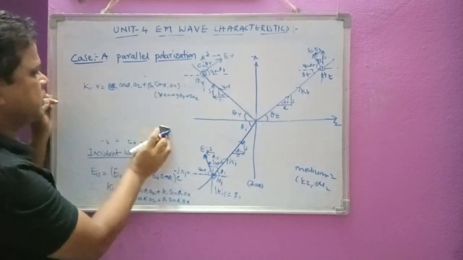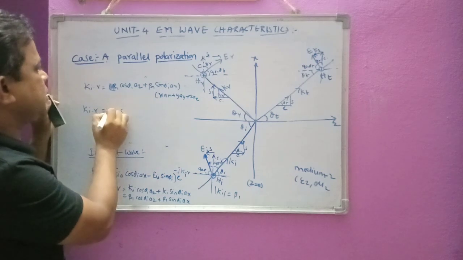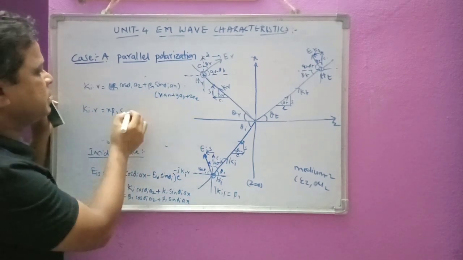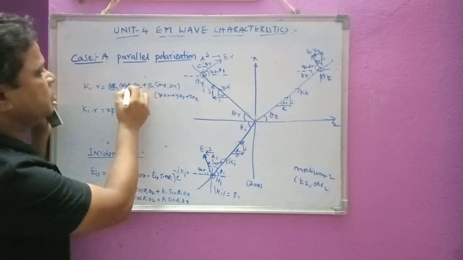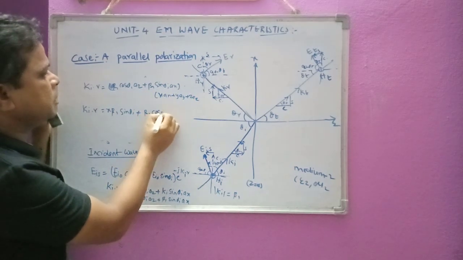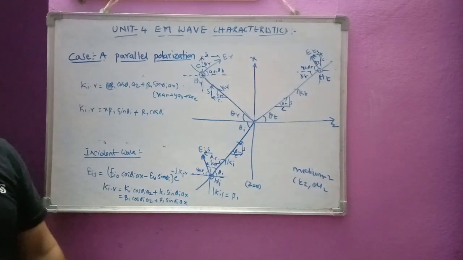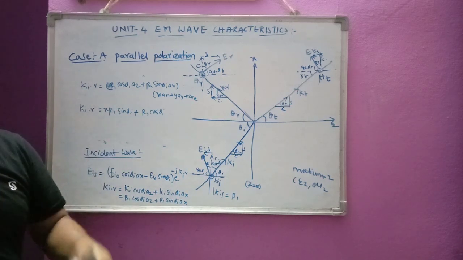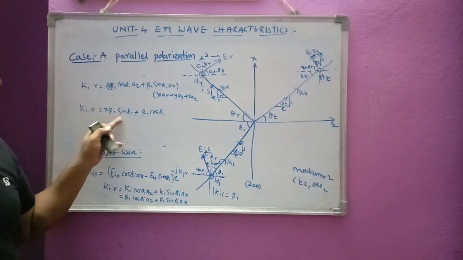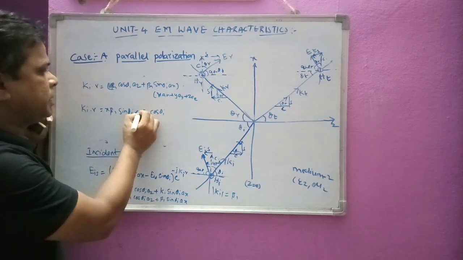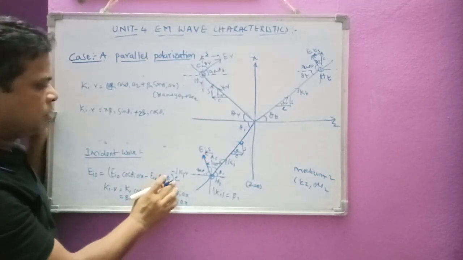So I can write k_i dot r will become beta 1 sin theta_i times x, since a_x dot a_x is 1. And beta 1 cos theta_i times z, since a_z dot a_z becomes 1. So I will get x beta 1 sin theta_i and z beta 1 cos theta_i. This I have to substitute in this equation.